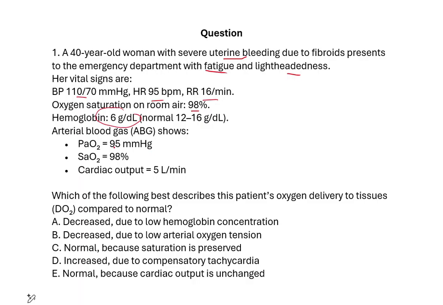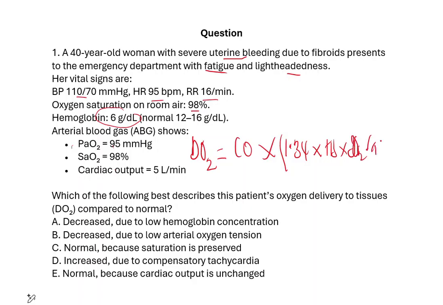So what the question is asking us is which of the following best describes this patient's oxygen delivery to the tissue? And if you remember, what's the formula for the oxygen delivery, guys? We say oxygen delivery equals cardiac output times oxygen content. And we said that oxygen content is 1.34 multiplied by hemoglobin multiplied by oxygen saturation, and then we add to this the amount in the plasma, which is 0.003 multiplied by PaO₂.